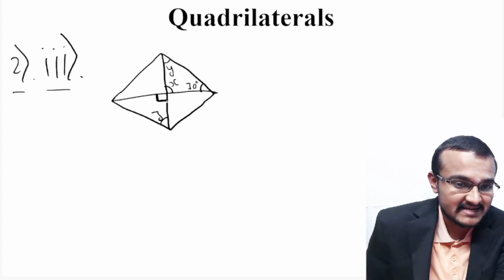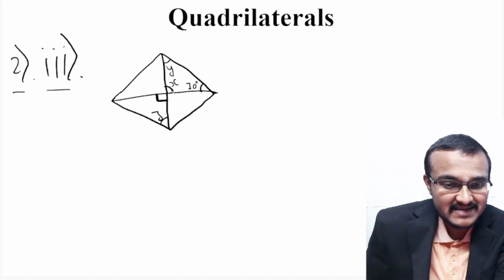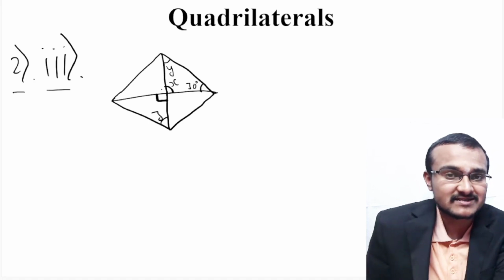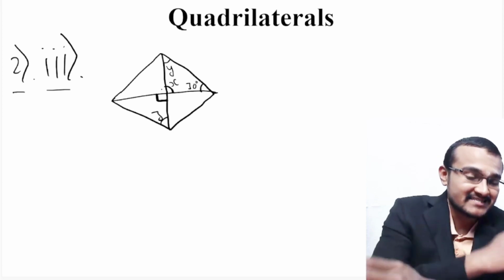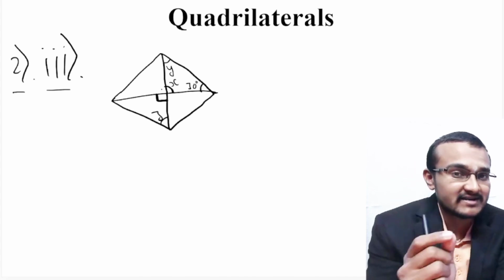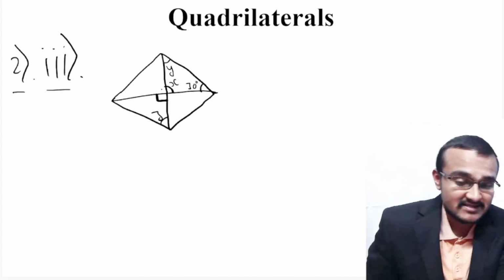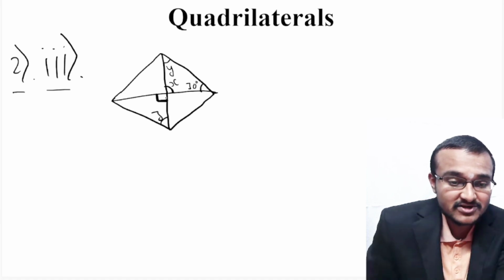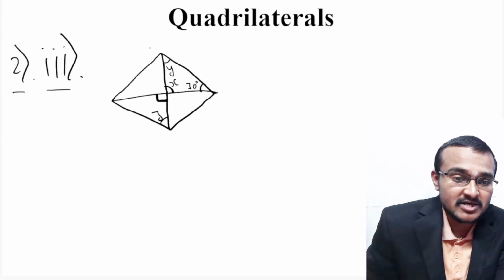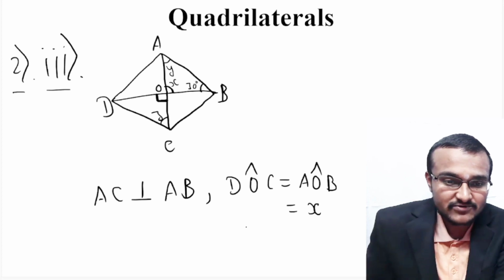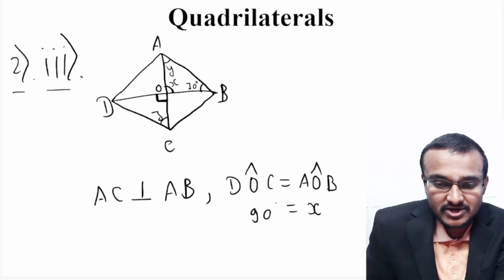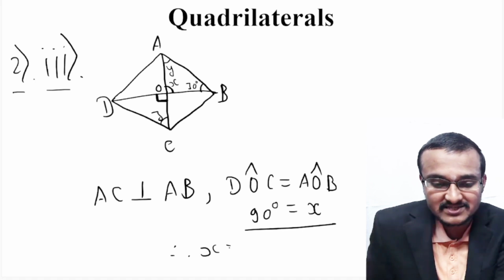So if this particular angle is 90 degree, then its opposite angle, this X, should also be 90 degree because this is a parallelogram. In a parallelogram, these two diagonals bisect each other, and according to the given data, this particular angle is 90 degree. That shows the diagonals are perpendicular to each other. DOC should be equal to AOB, and AOB is actually X. So DOC is actually 90 degree, so 90 degree is equal to X. Therefore X is equal to 90 degree.